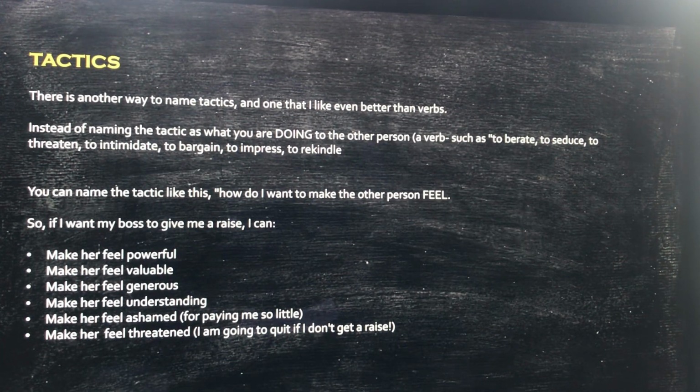Most acting teachers will tell you that the only way to name a tactic, name what you're doing to the other person, is a verb. Here's the problem with that. I'm really bad at finding verbs. I don't know why. I really struggle with it.